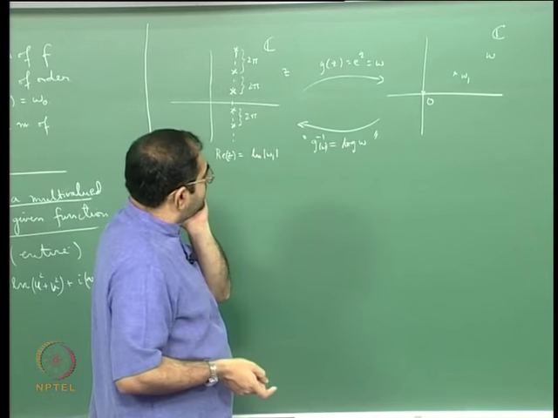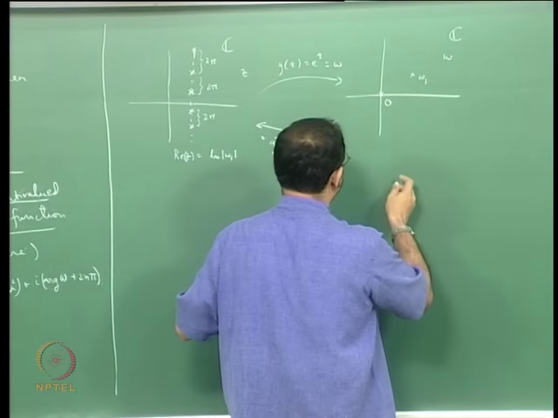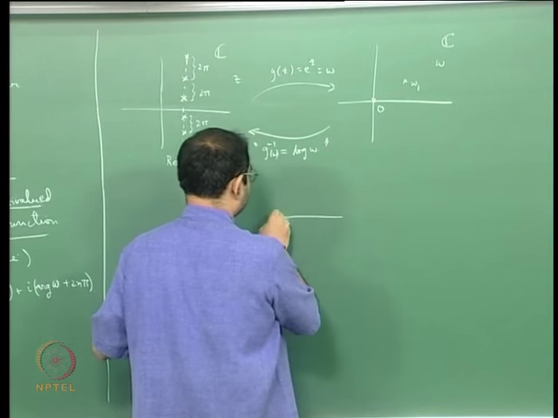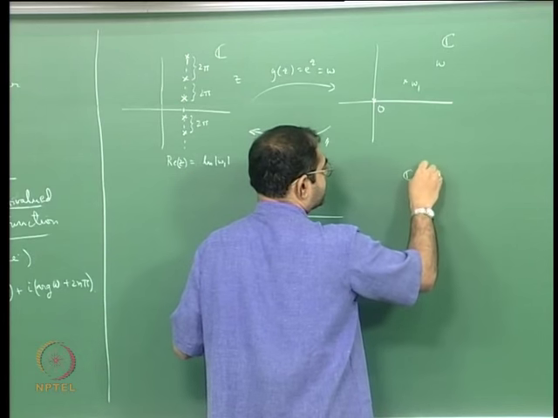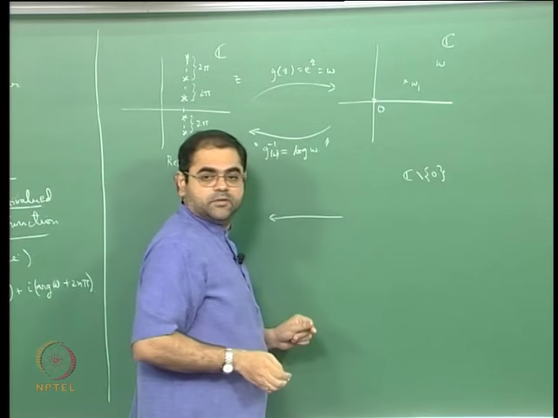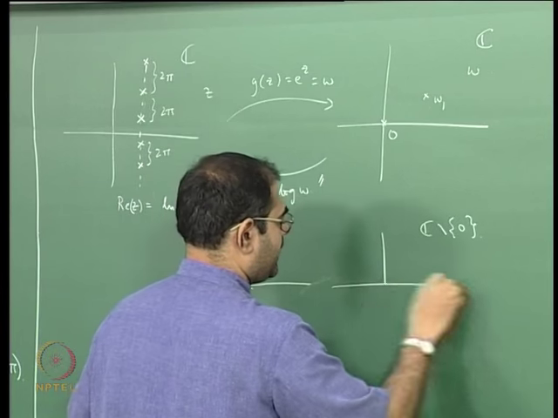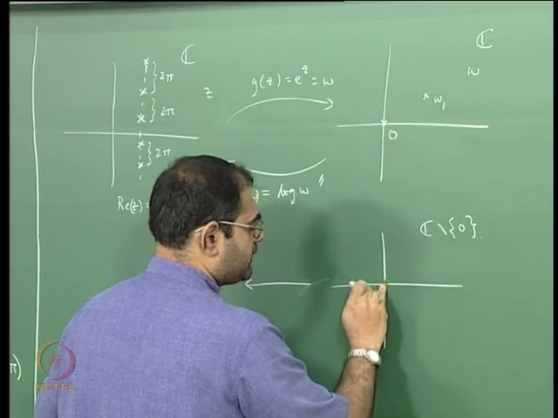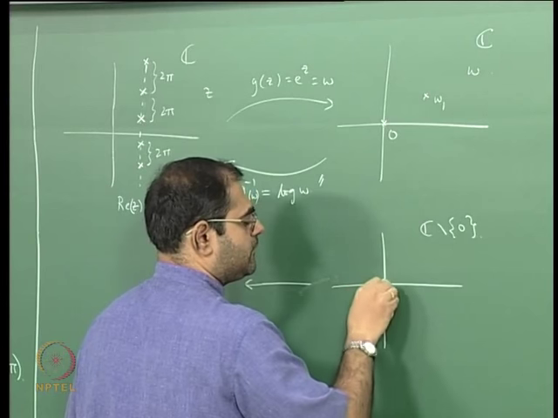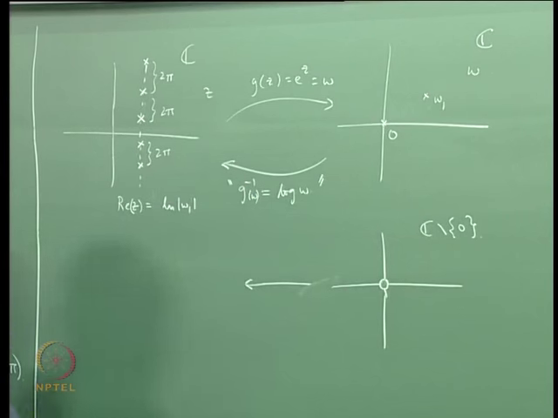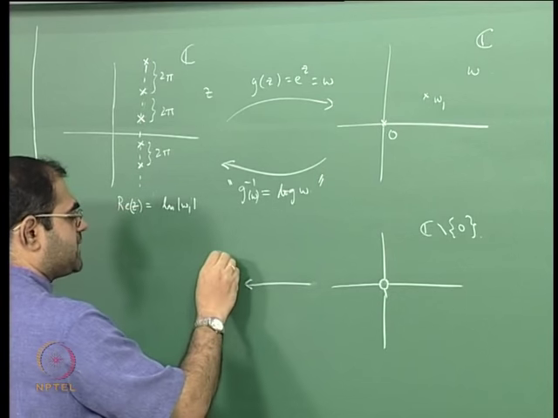Now what we do is we try to define a map in this direction, and on this side you will have to take C minus the origin. You have to throw out the origin, which I'll draw like this, putting a circle here saying that the origin is thrown out. And I can try to think of defining a branch of the logarithm.